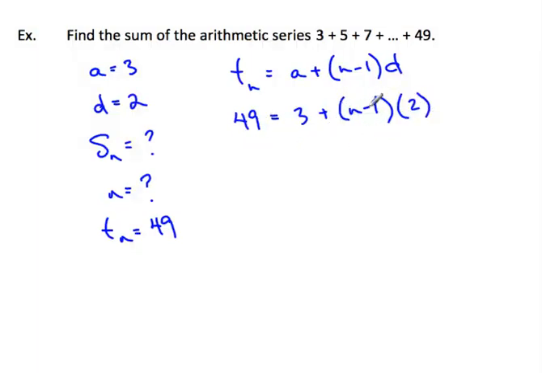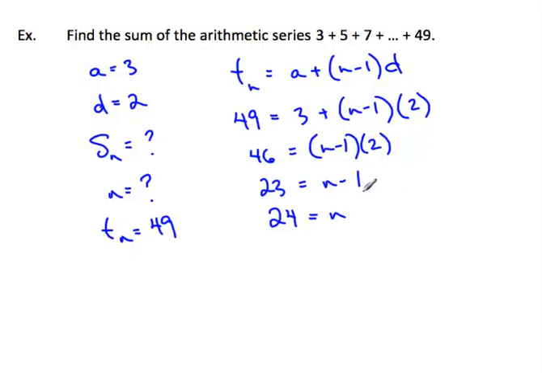Isolating for n minus 1 now, we bring the 3 to the other side. We get 46 is equal to n minus 1 times 2. Dividing both sides by 2, we get 23 is equal to n minus 1. Therefore, 24 is equal to n. There are 24 terms in this sequence. Now that we've got that, we can plug that into this formula. And in fact, we can use either the first or the second formula. Let's use the second formula in this case. S sub n is equal to n times the first term plus the last term, divided by 2.